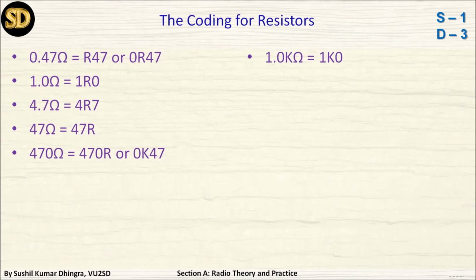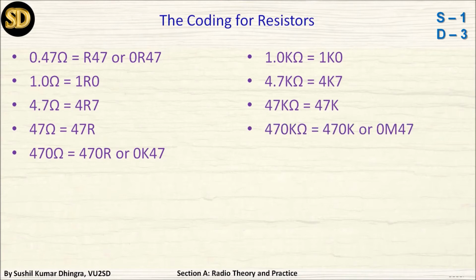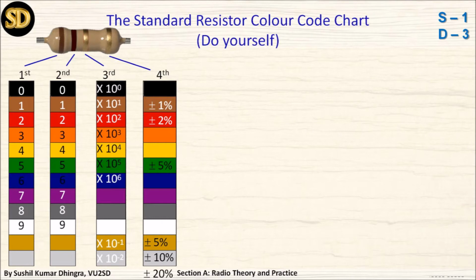1 kilo ohm, 1K0, 4.7 kilo ohm, 4K7, 47 kilo ohm, 47K, 470 kilo ohm, in the same way 470K. Converted to mega ohm, 0.47 mega ohm, then you can say 0M47, M is mega. And 1 mega ohm is 1.0, so 1M0. So keep this system in your mind, all answers are correct, and this one is a standard. Now get ready to do it yourself.